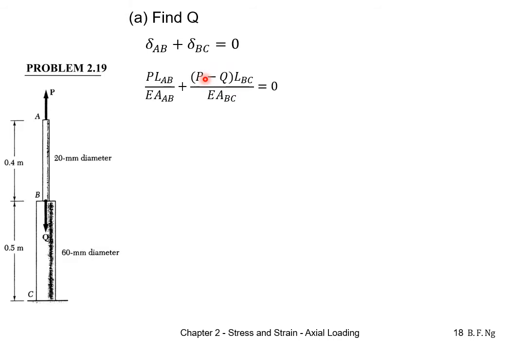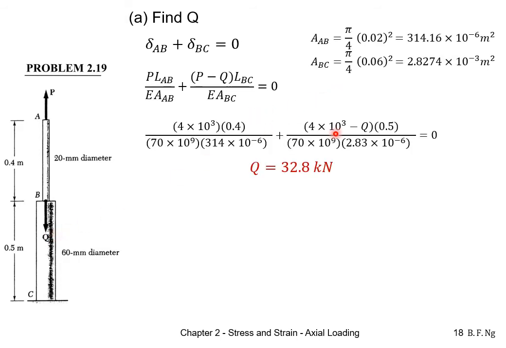Note that the cross-sectional areas of AB and BC are different. Working out the expressions over here, where this is the cross-sectional area of AB, and this is the cross-sectional area of BC, we substitute all this into this equation, and all the known values for P, as well as E and L. We are able to find the unknown Q, and Q itself is equal to 32.8 kilonewtons.